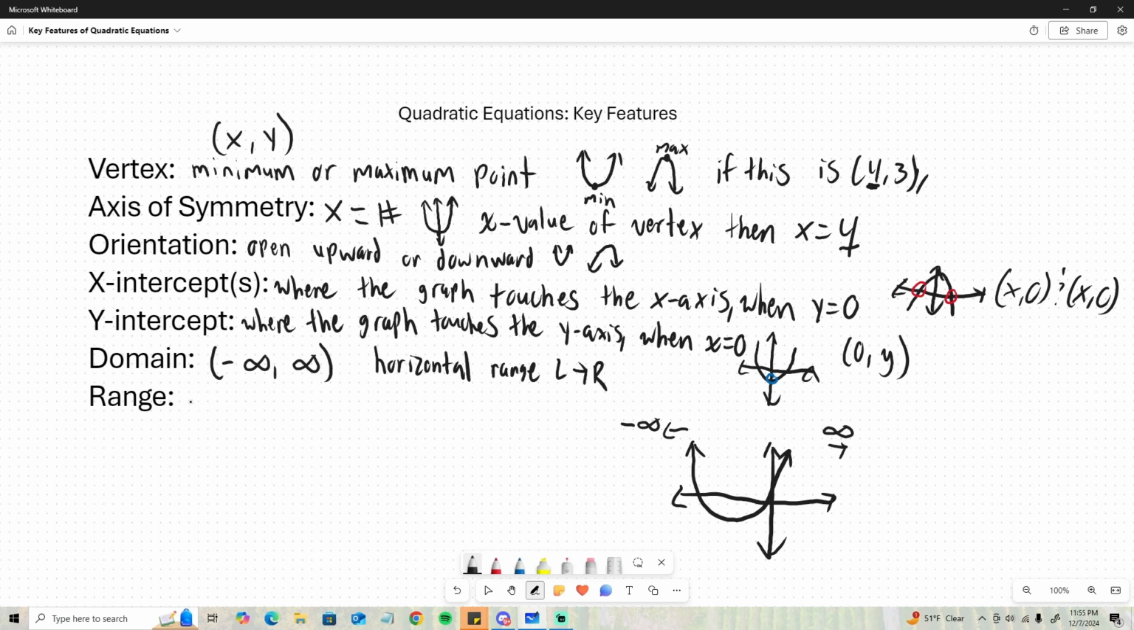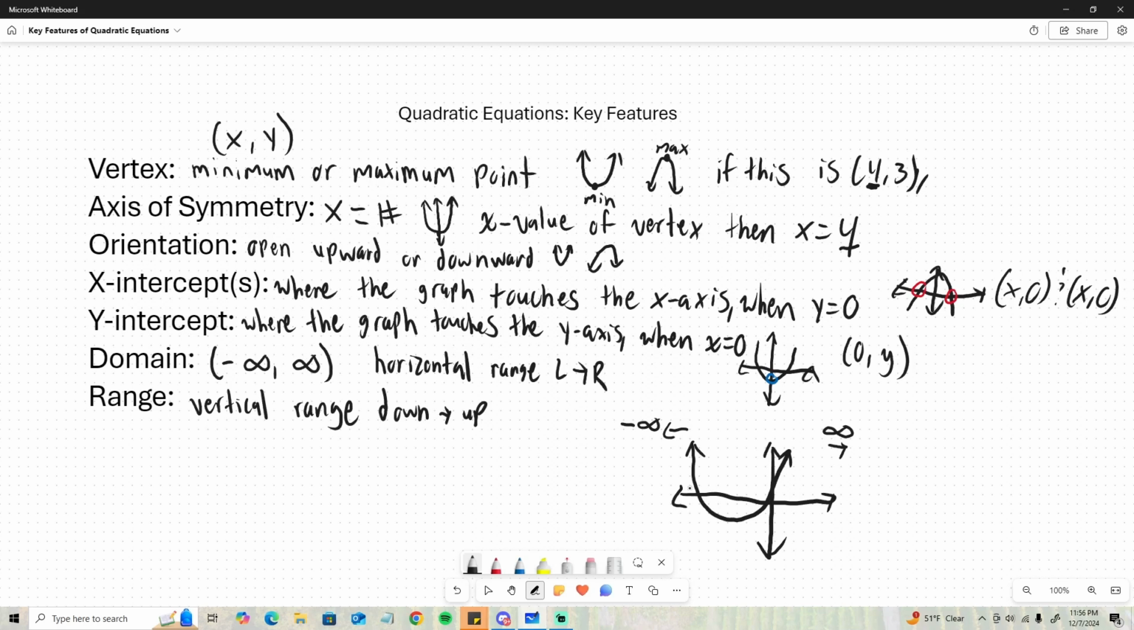The range depends on the graph. This is my vertical range, going down to up. So it's my lowest possible value to my highest possible value on the y-axis, whereas the domain is my lowest possible value on the left to my highest possible value on the right. I didn't discuss that as much because, again, for parabolas, the domain is always negative infinity to positive infinity.